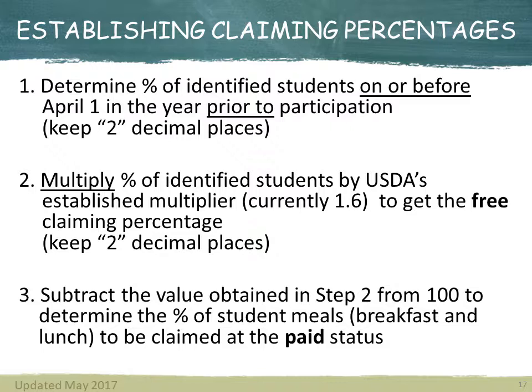So, of course, we know the goal is to have 62.5% identified students to have all your meals claimed at the free status, but that's not always possible. And there are plenty of systems that are probably in this room that could tell you that they've got claiming percentages less than 100%, and they're doing just fine. There's definitely the 62.5 is kind of where everybody tries to get to, but you can be very successful in CEP, not 100% free claiming.